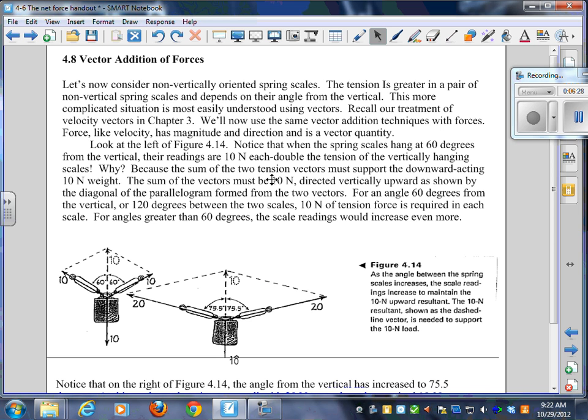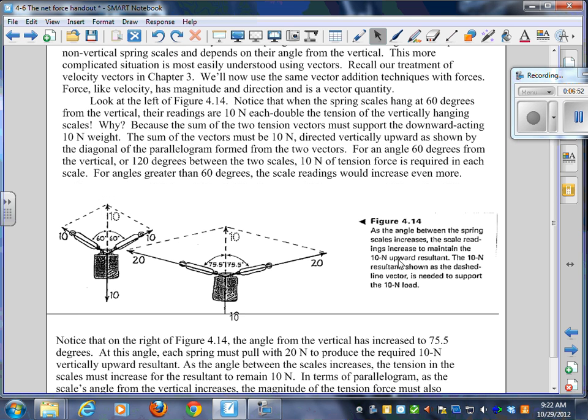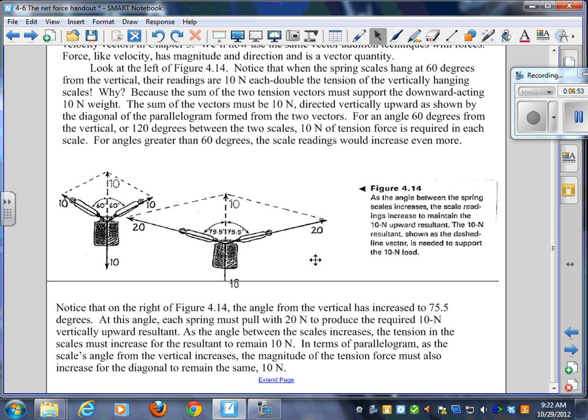In other words, if I need a total of 10 newtons, there has to be 5 newtons up vertically. And it doesn't matter about the angle. I just need 5 newtons up, and then the tension in the wire will match depending on what the angle is. For an angle of 60 degrees from the vertical, or 120 degrees between the two scales, 10 newtons of tension force is required in each scale. For angles greater than 60, the scale readings would increase even more. Notice, this is 60 newtons right here.